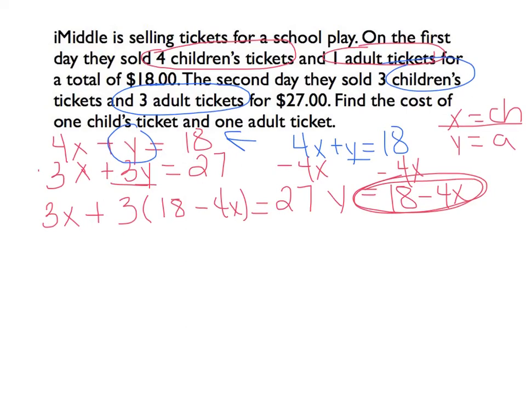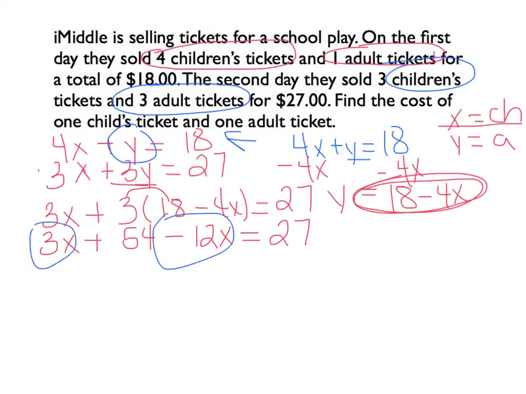Let's move on. We're going to simplify this, so 3x plus 3 times 18 is 54, minus 4x and a 3x is minus 12x equals 27. So combining like terms, I see that I have a 3x and negative 12x. That will be negative 9x plus 54 is 27.